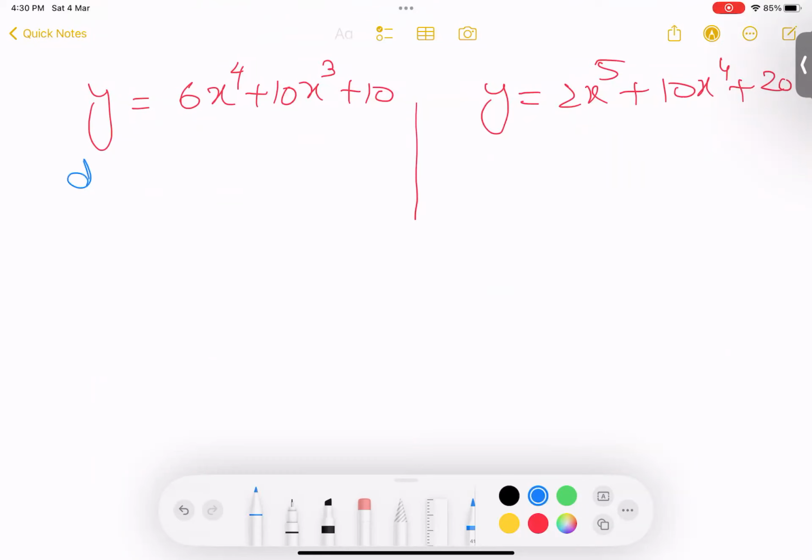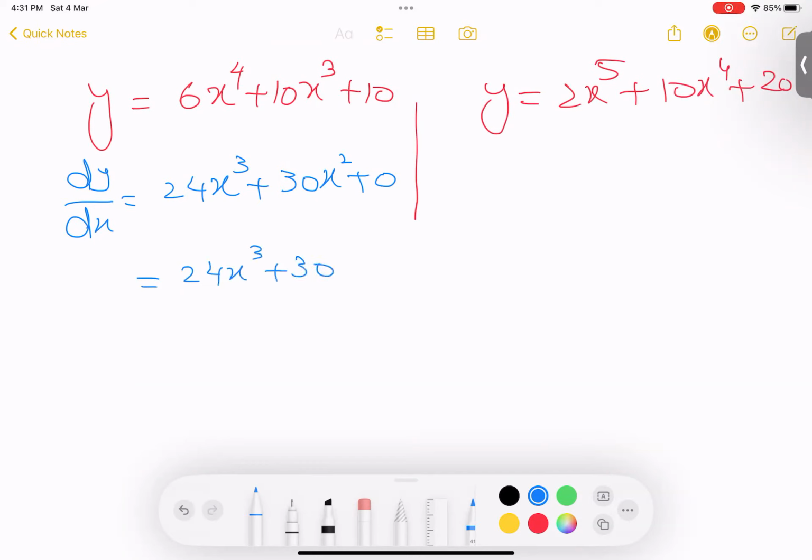Bismillah ar-Rahman ar-Rahim. So dy over dx: this 4 will come down and multiply 6, so 6 fours are 24, and the power becomes 1 less. This 3 comes down and multiplies 10, so 3 tens are 30, and the power becomes 1 less. And this 10 alone is called a constant, and the derivative of a constant is 0. So you leave it as it is, or write one extra step, just showing the final form. So this is my answer for dy over dx.